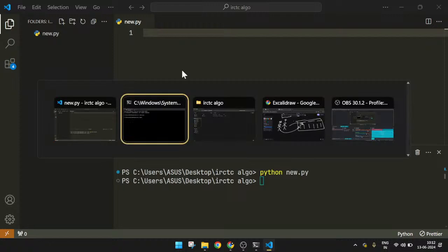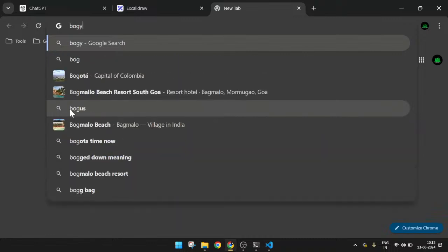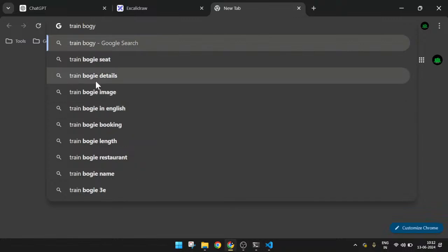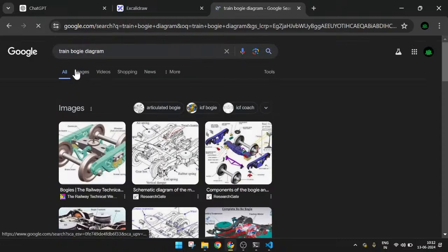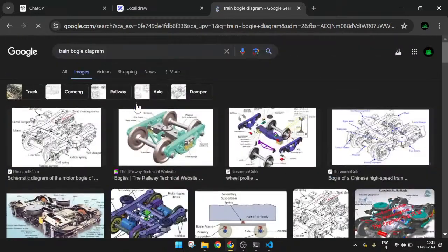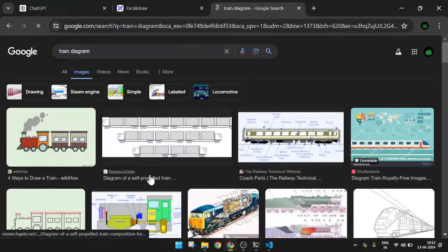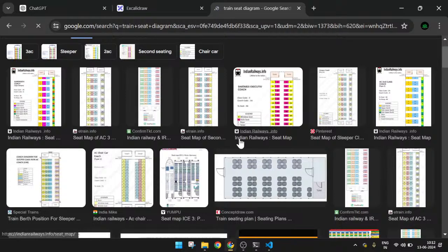So what I'm going to do? First of all, I need to understand how many seats a bogie has. Oh my god, my video is on. This is not what I wanted. Not cabinet. Train diagram. Train seat. Yeah, this is what I wanted.